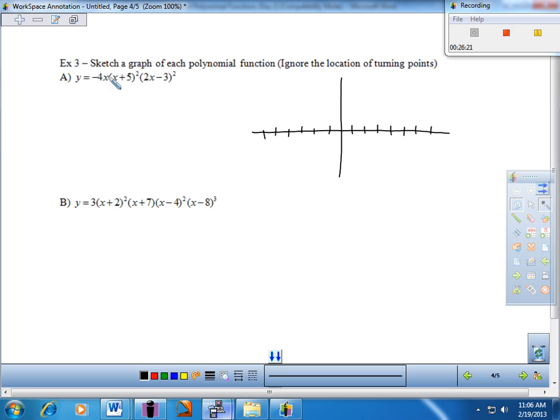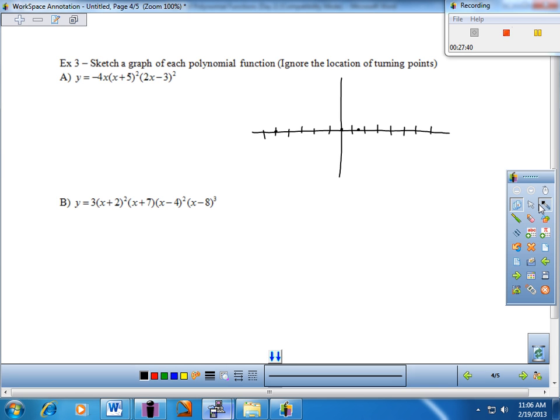So what 0 comes from a factor of x? Well, just 0. Put it in right there if you would. What 0 comes from a factor of x plus 5? Negative 5. 1, 2, 3, 4, 5 right there. And what 0 comes from a factor of 2x minus 3? Well, if you were to set that to 0, you don't have to do this on your paper. If you set that to 0, and that's how it works as factors, it looks like you end up getting 3/2. So 1.5 would do, and that's good.